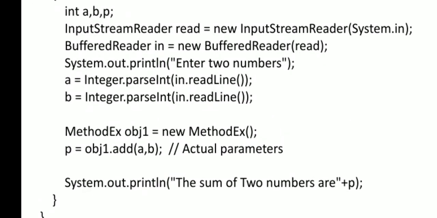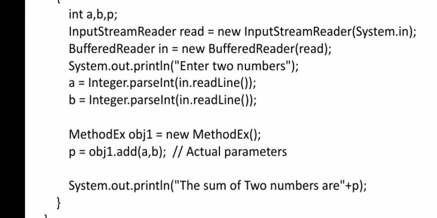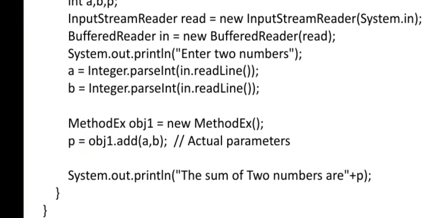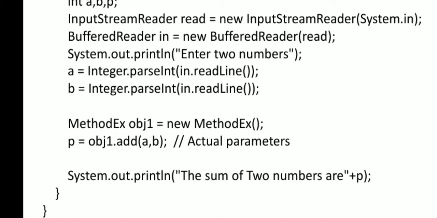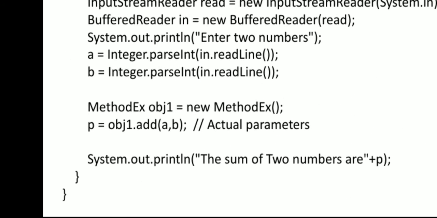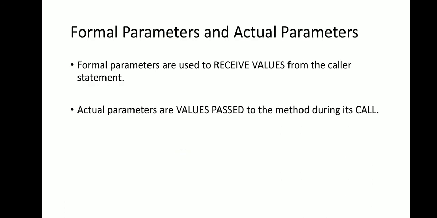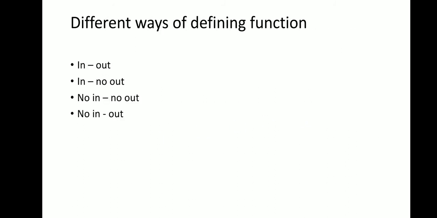Whereas actual parameters mean that while calling a function, you are actually passing the values to the function. This is called actual parameters. So you should know the difference. Formal parameters are used to receive values from the caller, and actual parameters are values passed to the method during its call.